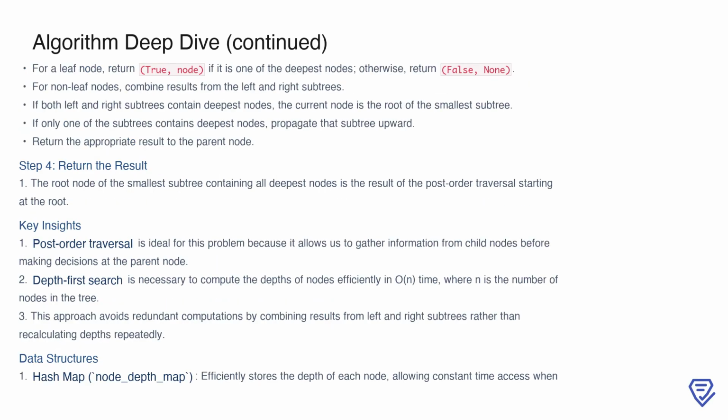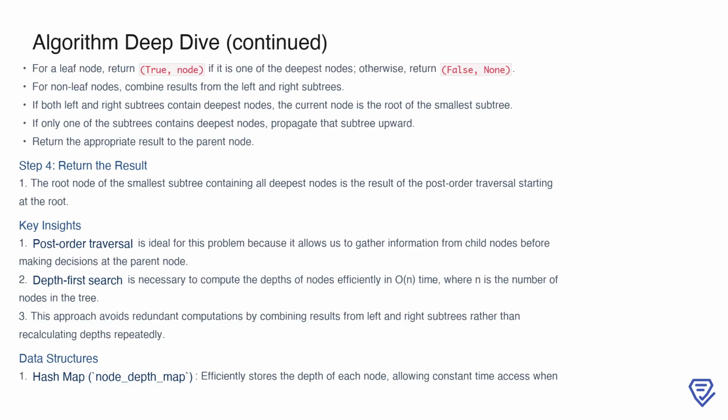In the helper function, we start by handling leaf nodes. If a leaf node is one of the deepest nodes, we return it as part of the subtree. Otherwise, we exclude it from consideration by returning null. For non-leaf nodes, we combine the results from their left and right subtrees. If both subtrees contain deepest nodes, the current node becomes the root of the smallest subtree because it connects all the deepest nodes. If only one subtree contains the deepest nodes, we propagate that subtree upward since it already holds the required nodes. By following this process recursively, we ensure that the correct subtree is identified.